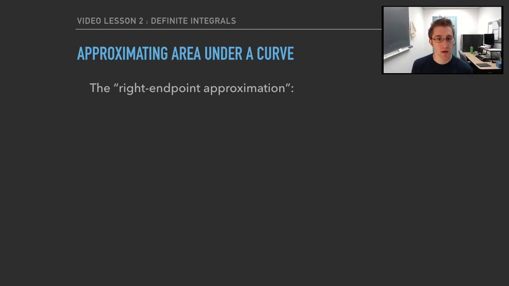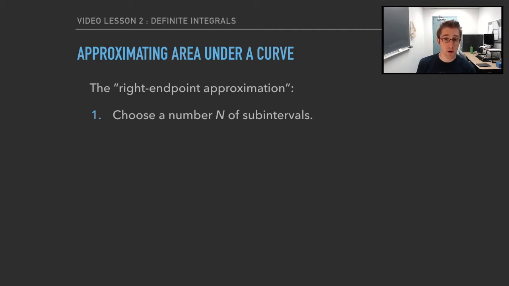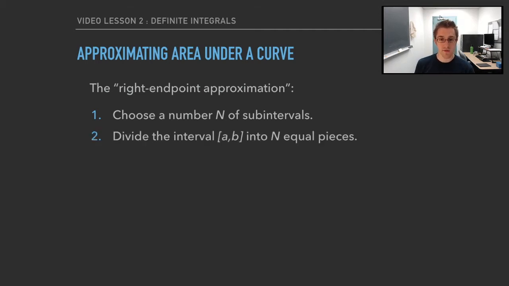You'll see why. The first thing we did was we chose a number of subintervals, right? I chose 4, but you could choose any number. And we divide the interval that we're dealing with into that many pieces, and it's important that they have equal length. It simplifies our calculations a lot when they have equal size.